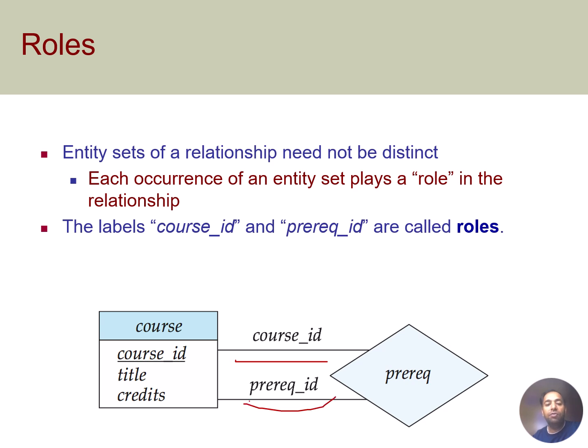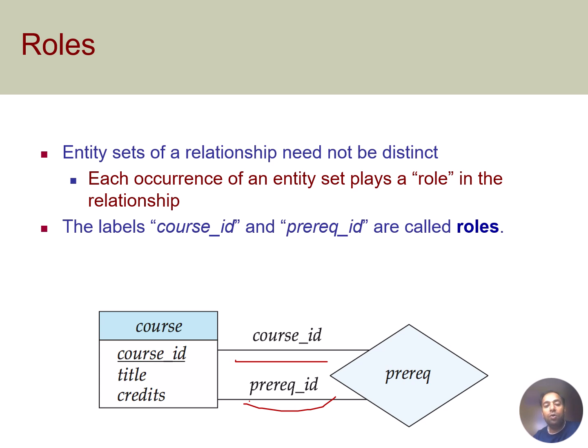This avoids confusion and makes the relationship unambiguous. Roles are especially important when the same entity appears multiple times in a relationship. It's like saying course A is a prerequisite of course B, where both are from the same set. These roles are written next to the connection lines in the diagram. Using roles ensures clarity when diagrams become more complex.